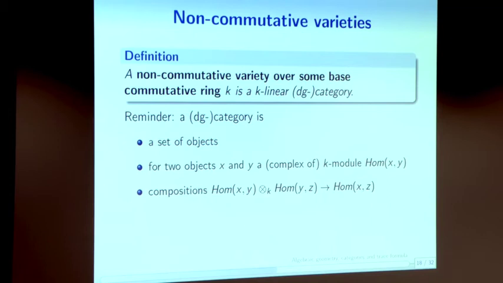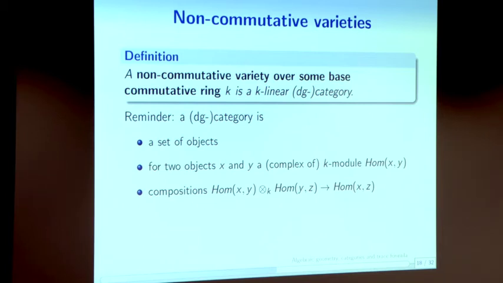Because K-linear categories or K-linear DG categories are already defined, and I'm just renaming them. I'm just saying something that has a name has another name. And it's hard to believe that this is going to be interesting at all, but it's a fact that it is.